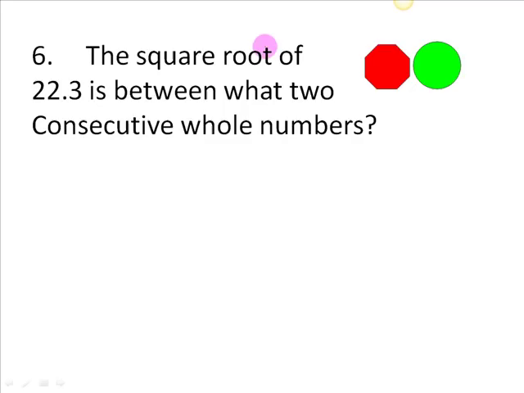All right, number 6, the square root of 22.3 is between what two consecutive whole numbers? Now, refreshing your memory here, consecutive just means that they come in order, like 7 and 8, 9 and 10, 15 and 16. And so click on the stop sign.